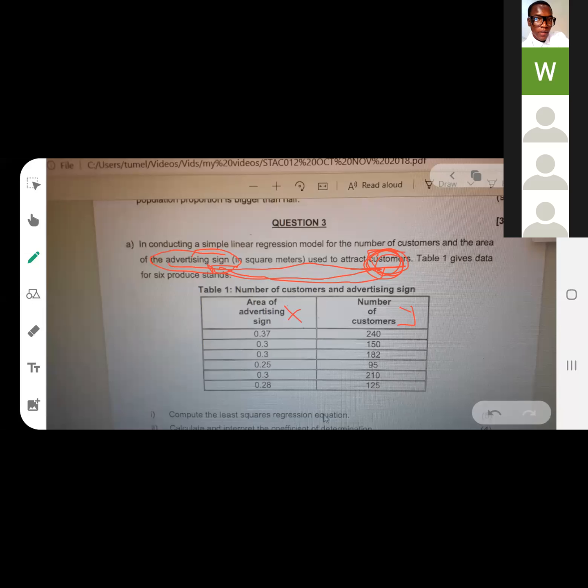I will always repeat this. It's not always the case that the column on the left will depict the values of X. As you have seen in the previous session, sometimes the values of Y are here and the values of X are here. So you don't need to cram this. You need to understand.